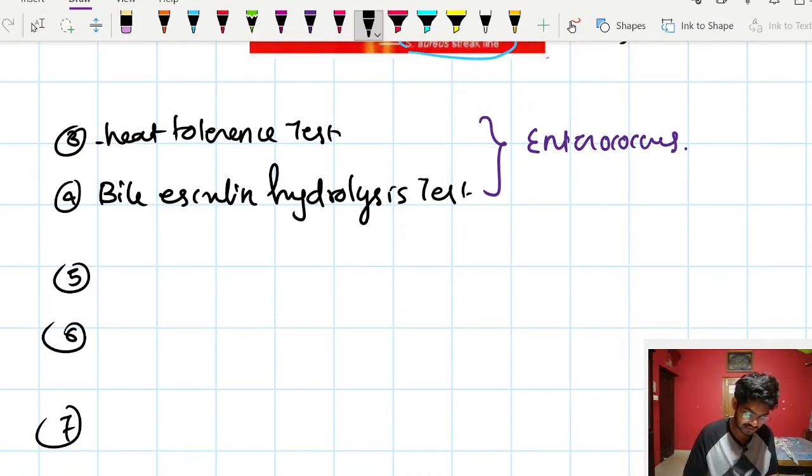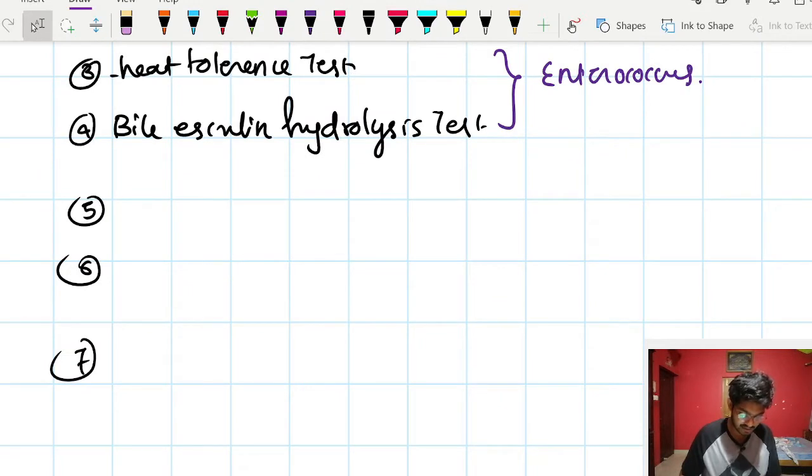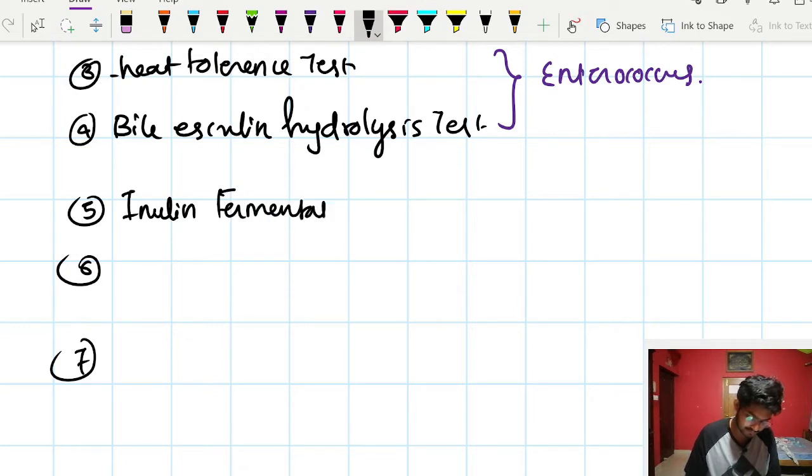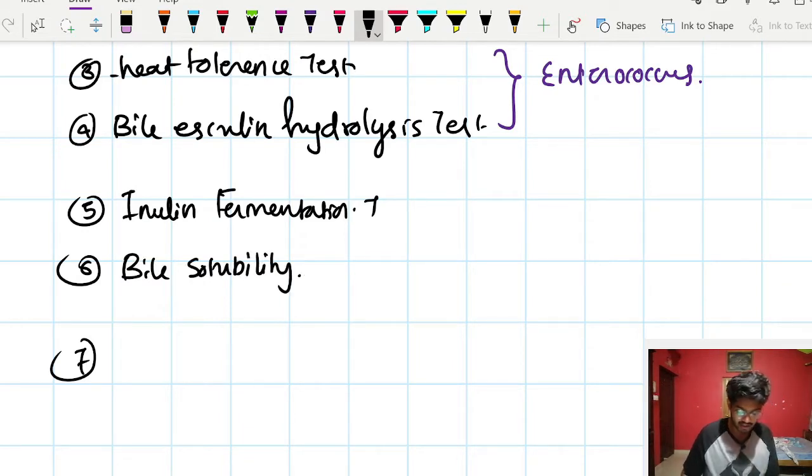Then the next two tests are also discussed together. Inulin fermentation, and then there is bile solubility. Okay, inulin fermentation: here there will be inulin in the culture media, and if the sample can ferment the inulin, then there will be a color change due to an indicator, that means the inulin fermentation test is positive. These two tests are given positive by Streptococcus pneumoniae.